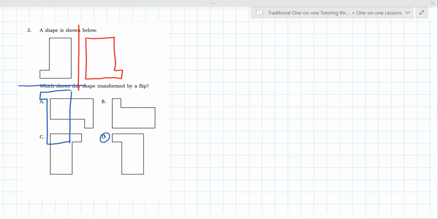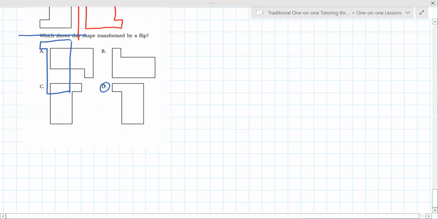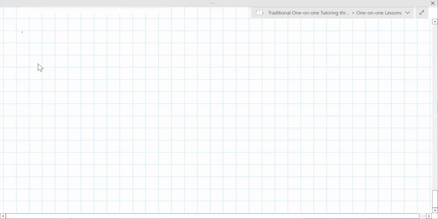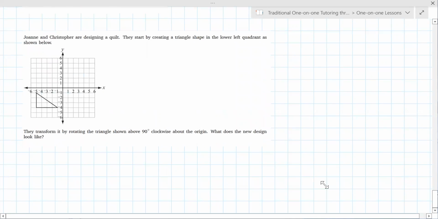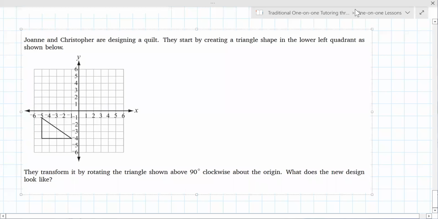All right, so next one here. What I want you to tell me is, read the problem and tell me which quadrant the answer will be in.